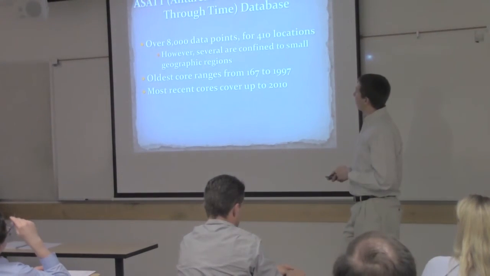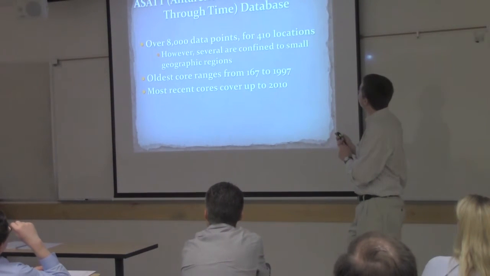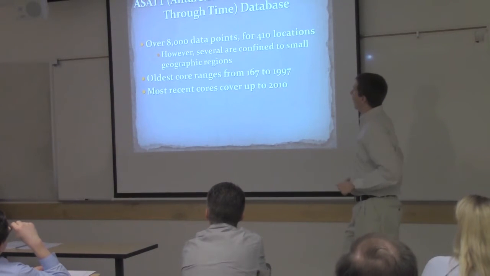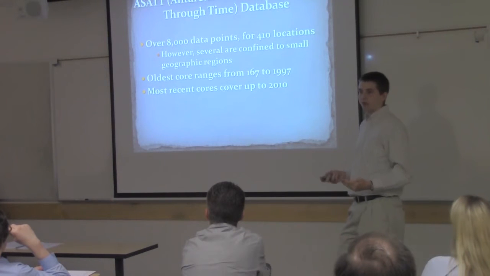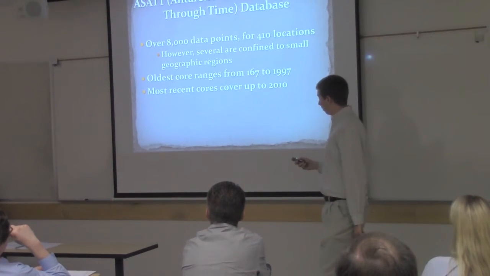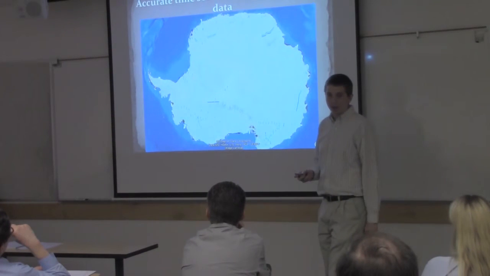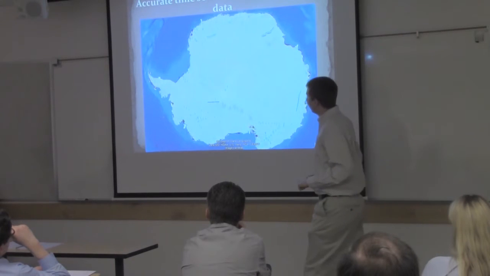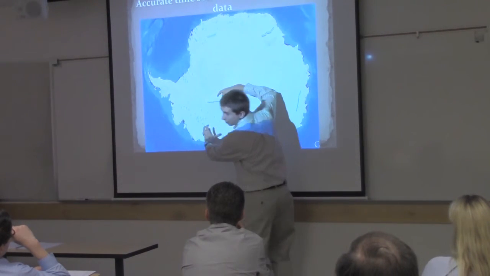So after compiling all this data, I named it the ASAT database, simply standing for Antarctic Snow Accumulation Through Time. And this database has over 8,000 data points, which represents years with snow accumulation values for 410 locations across Antarctica. However, one of the problems is that these areas are confined over relatively small geographic locations. Once again, you need to remember that Antarctica is a big place. So this relatively small geographic location is the size of the United States.